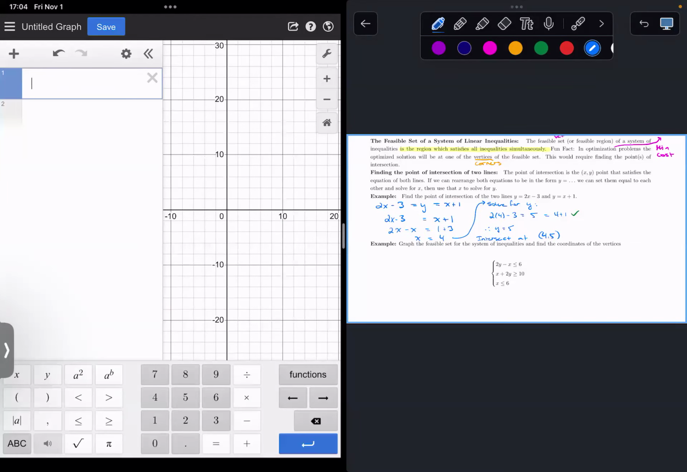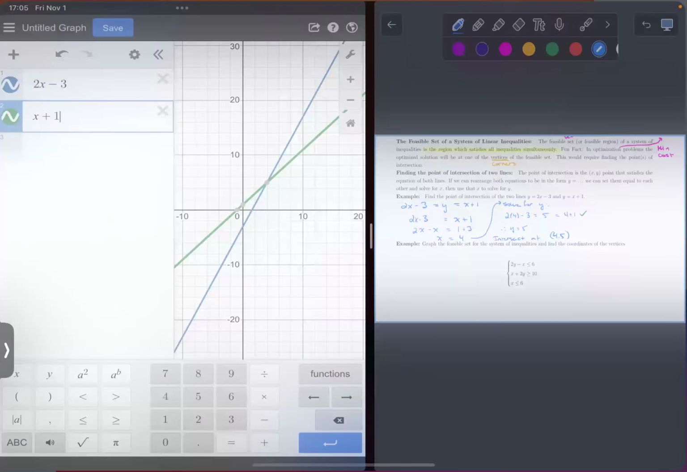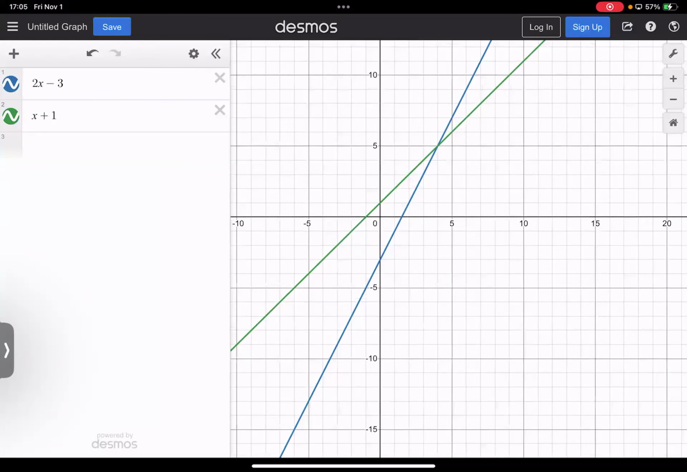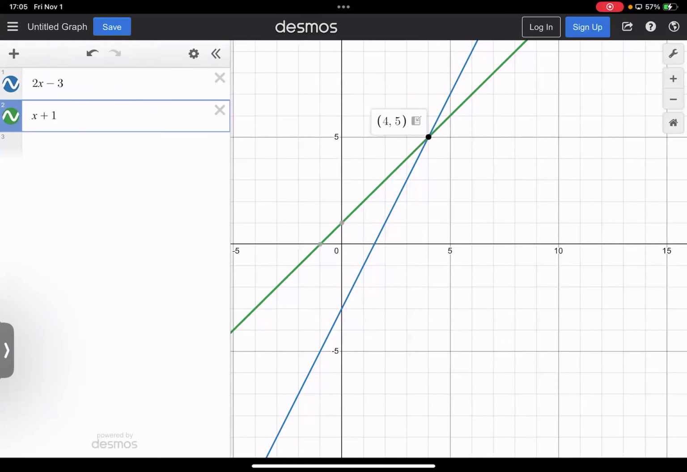So if I have 2x minus 3 and I have x plus 1, I'm expecting these to intersect, see, yep, at 4, 5.